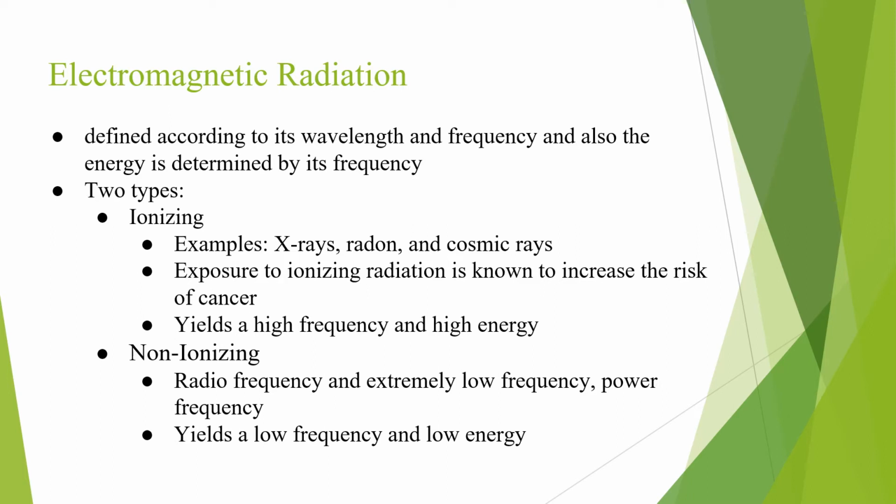Electromagnetic radiation is defined according to its wavelength and frequency, and the energy is also determined by its frequency. There are two types, ionizing and non-ionizing. Examples of ionizing electromagnetic radiation are X-rays, radon, and cosmic rays. Exposure to ionizing radiation is known to increase the risk of cancer. They also yield a high frequency and have high energy. It is also known that ionizing electromagnetic radiation can cause harmful genetic mutations that can be passed on to future generations.